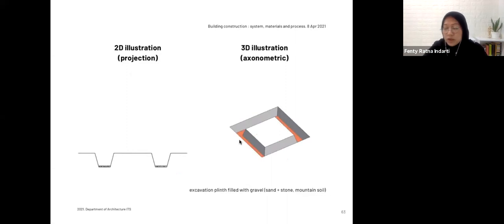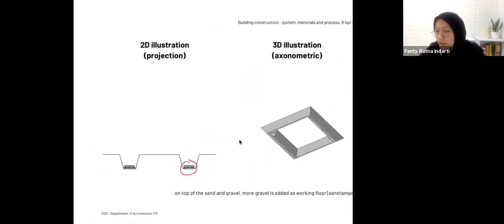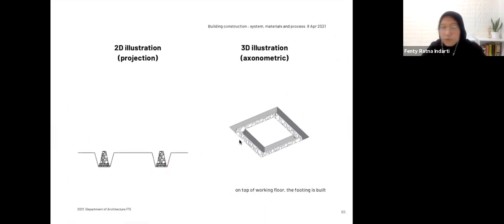And then next, you have the sirtu or sand and stone down here. And then followed by the working floor or aanstamping on top here. It's very small. I think I'm going to zoom in. Oh, this is the maximum one. So as you can see there. And then you have the footing itself. So again, this is the simplest one of the footings that we have in Indonesia. It's called Fondasi Batu Kali.